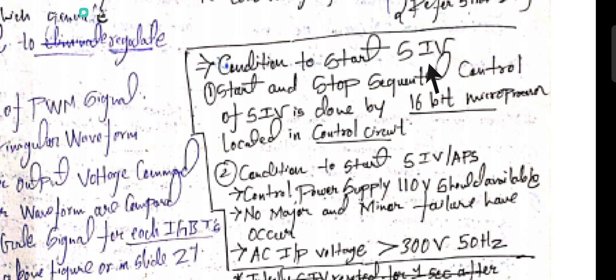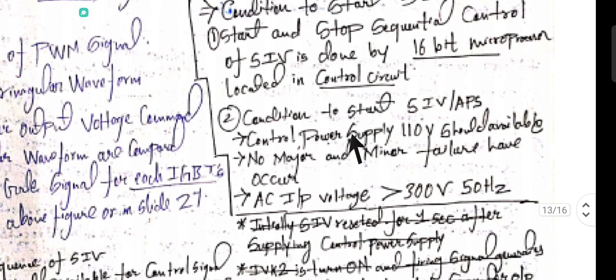So, condition to start the SIV: as I said, the starting and stopping sequence is done with the help of the 16-bit microprocessor located in the control circuit. The condition to start SIV APS is the control power supply. First of all, there should be control power supply. As I said, 110 volt DC should be available. This control power supply of 110 volt DC is available because of the battery system used in our train. The battery provides 110 volt DC, so we can say we have control power supply provided with the help of these batteries.